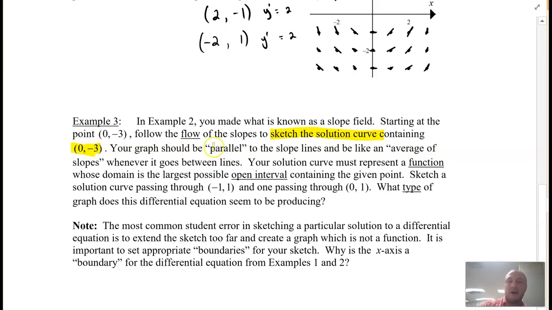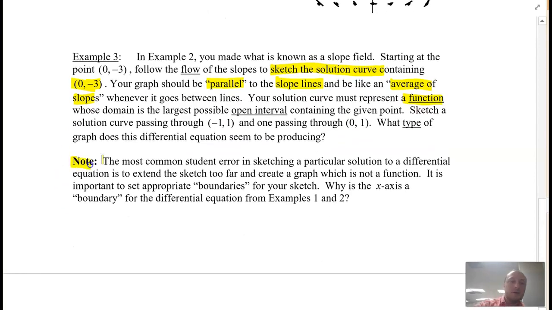And then they say the graph should be parallel to the slope lines. So we're going to pass through the lines, and if we go in between, it will be like an average of the slopes. And it must represent a function. They say down here, note, the most common student error in sketching a particular solution to a differential equation is to extend the sketch too far and create a graph which is not a function. How do I know if something's a function? Well, your vertical line test. Remember that it cannot pass through a vertical line more than once.